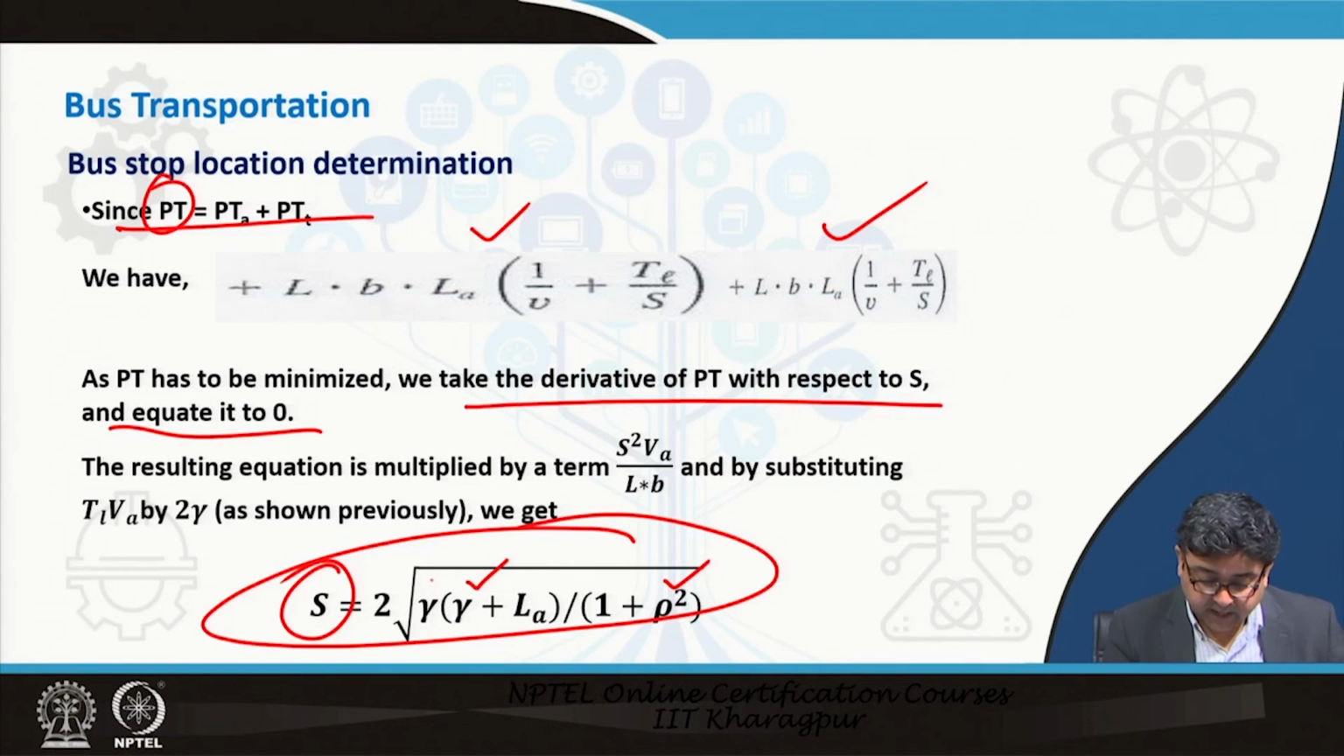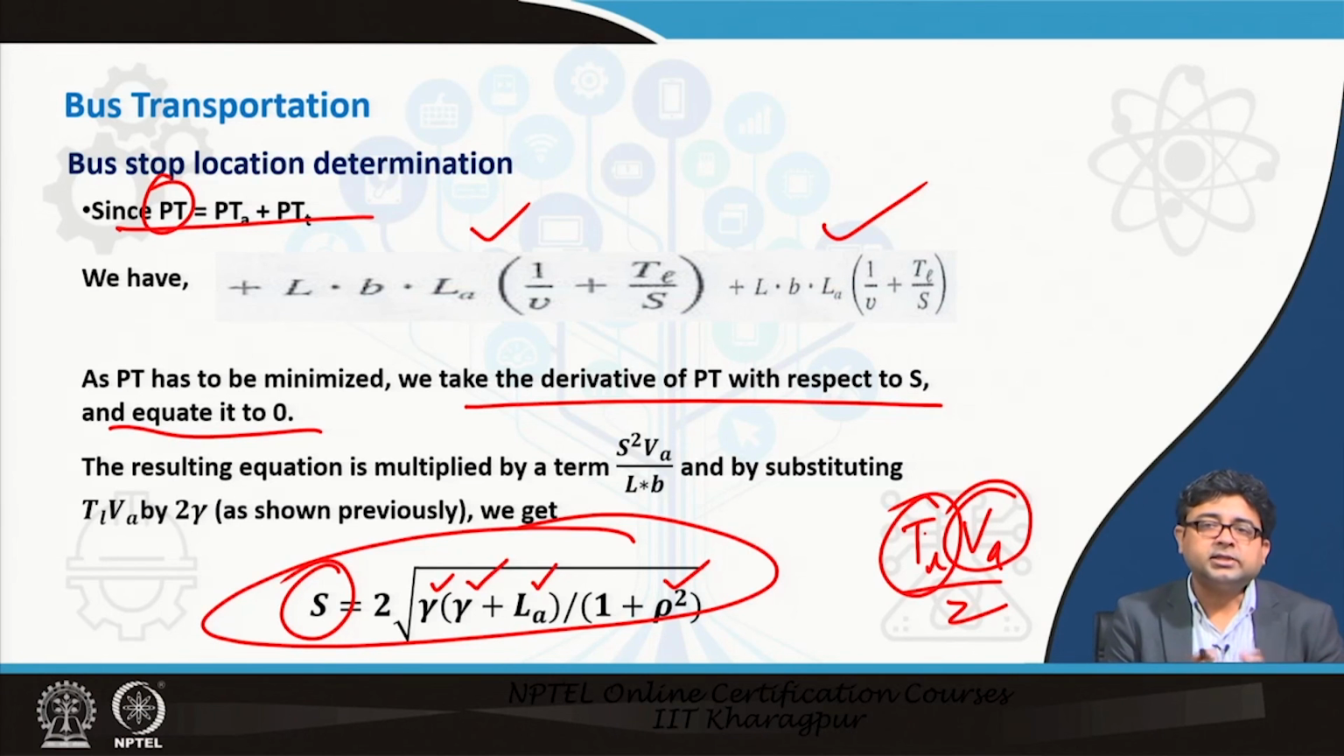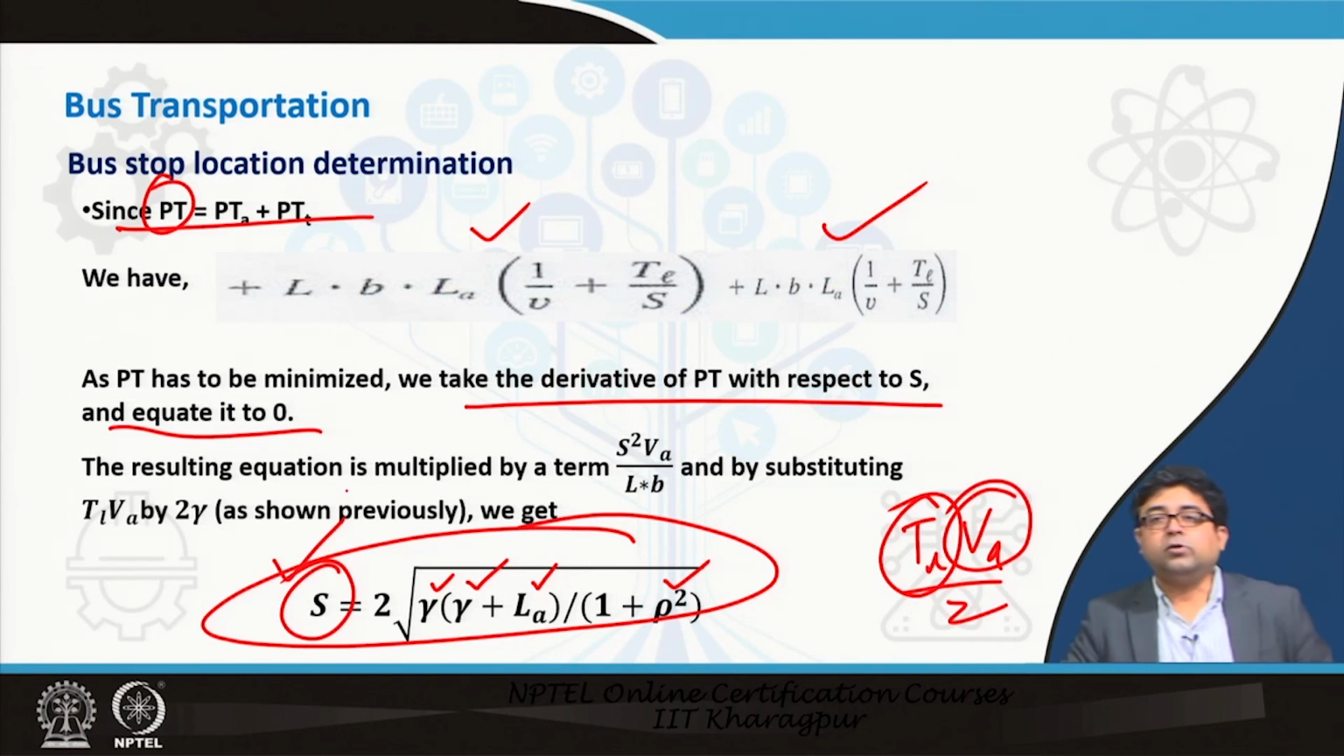So, what it tells you is that the magnitude of the spacing will be higher if people travel longer distances. LA is the distance traveled by each person. So, if people travel longer distances, the spacing should be longer. Gamma, again, is TL into VA by 2. So, if the lost times are greater, then the spacing is greater. If the access speed is greater, the spacing can be greater. So, it gives you a relationship between different parameters that you can measure on the field, and it gives you a magnitude of spacing between the two stations.